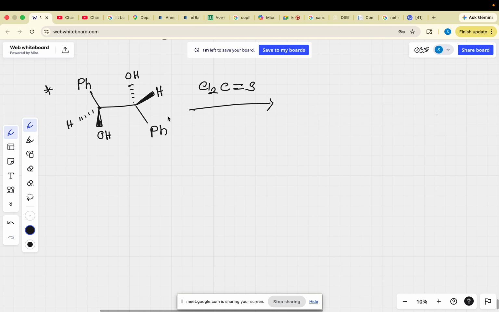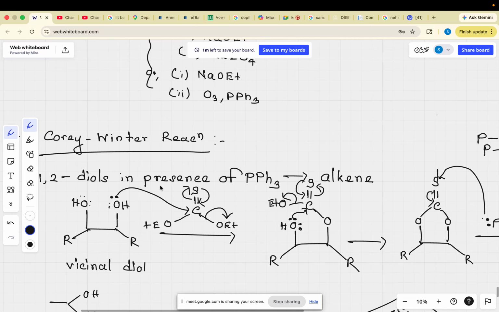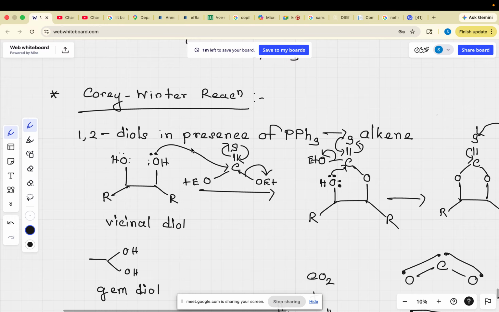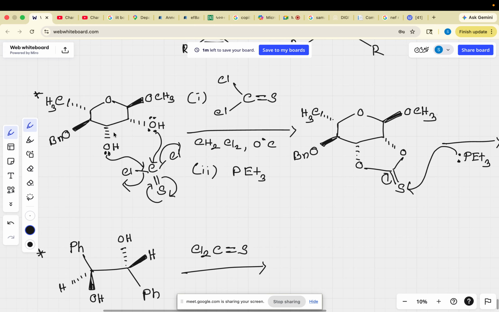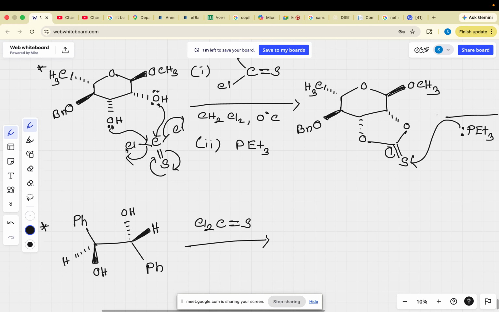Do this one. So first of all, keep in mind in this Corey-Winter reaction, whatever 1,2-diols you are getting, this diol should be present on the same side, not on the opposite side. Then only you can do your Corey-Winter reaction. Both the OH groups should be present on the same side. Here also, if you see, both the OH are below the plane. Then only they are doing the reaction.